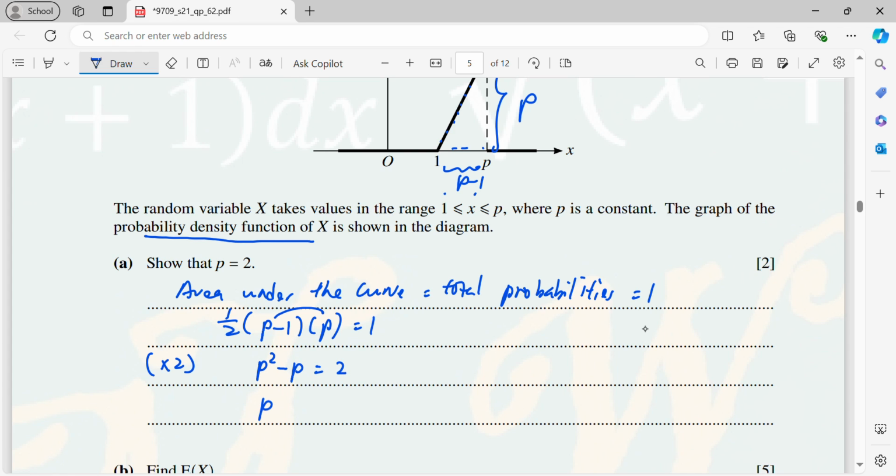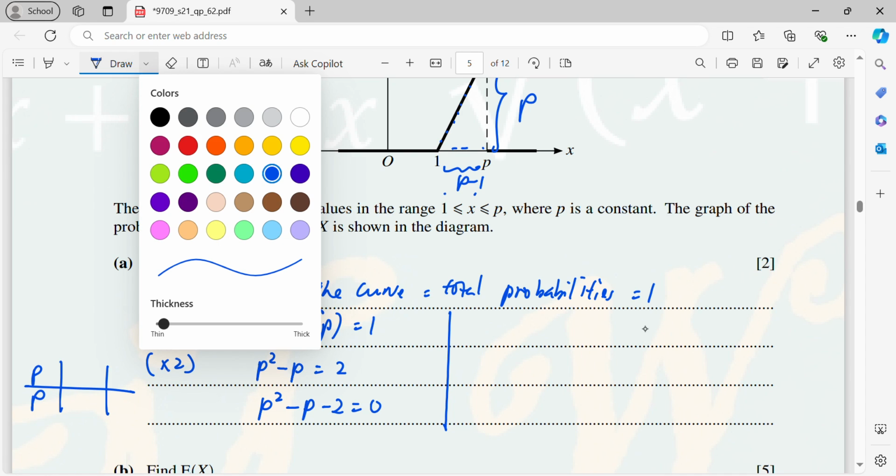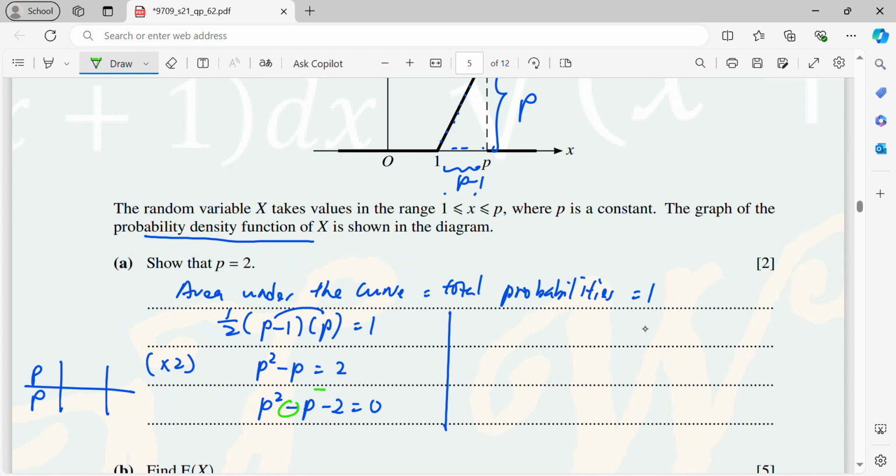So rearrange it: p squared minus p minus 2 equals 0. And now you factorize this. When I factorize, to get p squared, it will be p times p. And then look here. This is minus times with plus, it will be minus. So I will have 1 minus and 1 plus.